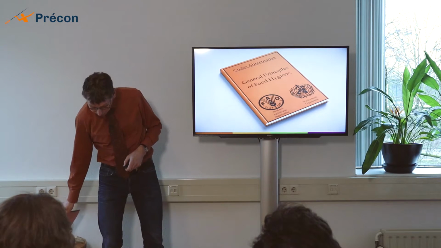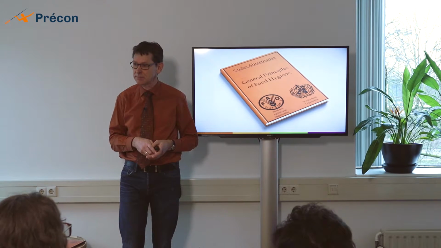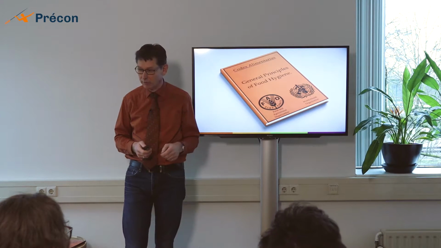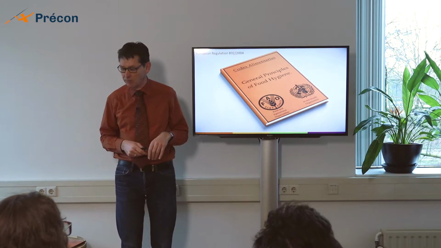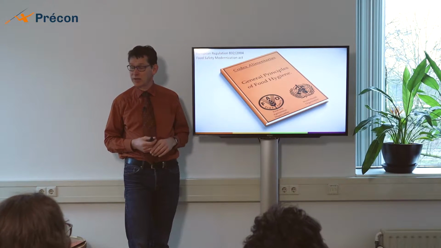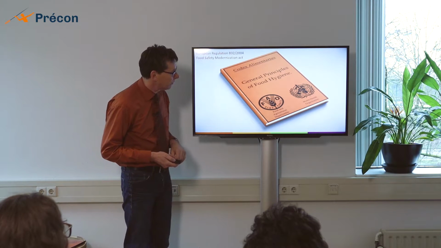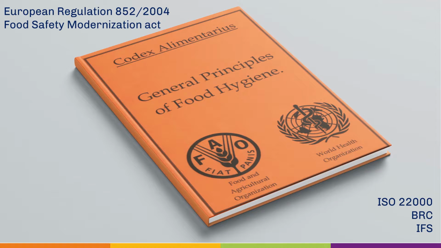So the general principles of food hygiene, they're the world standard on food safety. It's made by the Food and Agriculture Organization, the World Health Organization, chaired by the United Nations, and countries worldwide use this document as a foundation for their regulations, like we did in Europe. It's also the basis of the Food Safety Modernization Act in the United States. Just as examples, and also for certification standards like ISO 22000 or BRC or IFS, this will be very much the guiding document.